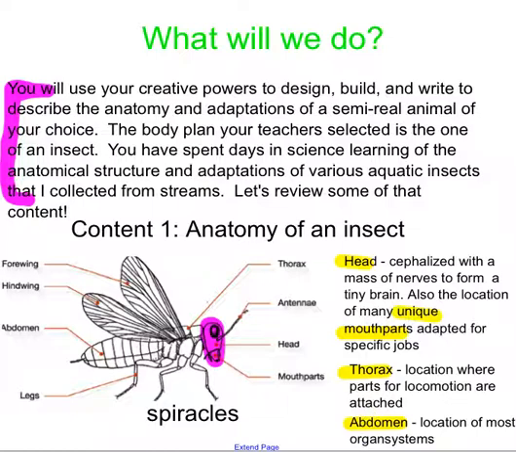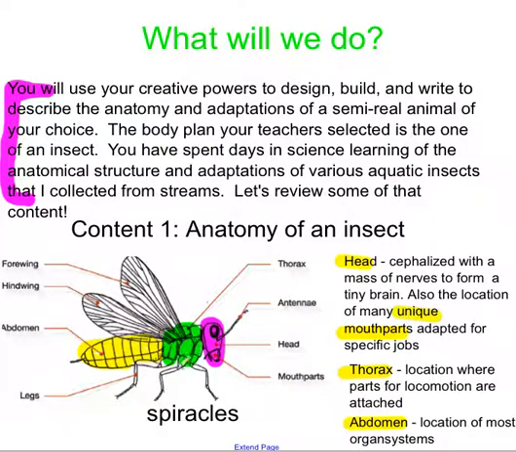Something else that an insect has is a thorax, and we talked about how the thorax is really used for locomotion. That's where the legs and the wings as adults are located. Also where the legs are located in the nymphal or larval stages of metamorphosis. And finally, the abdomen. Now the abdomen is really the location of many of the body systems, the organ systems that we talked about. So you're going to want to have these three main parts: the head, the thorax, and the abdomen.